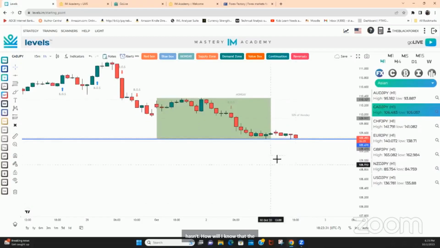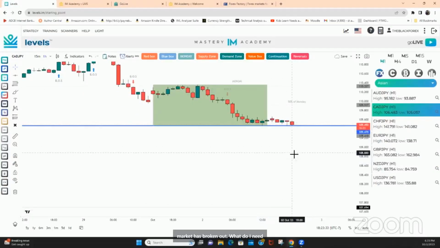How will I know that the market has broken out? What do I need to see in order for it to break out for a sale? A retest? No. A red candle open and close below here. The red candle needs to open and close below here. Now I know that it's going to be ready to break out for a sale. I hear you, Pitmaster. Thank you.